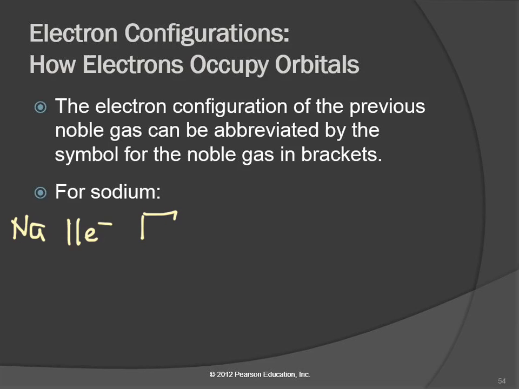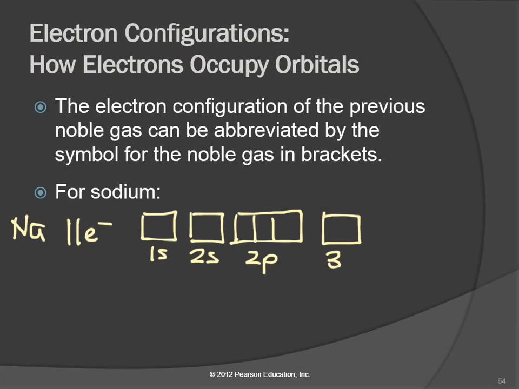I'm going to go ahead and draw those boxes again. So there's 1s, and there's 2s, and then there's 2p, and then we have to go up to the next floor, the next shell, and so there's going to be 3s, and then let's put the electrons in here. So I'm just going to count 1, 2, 3, 4, 5, 6, 7. Those electrons are going to spread out if they can. 8, 9, 10, 11.